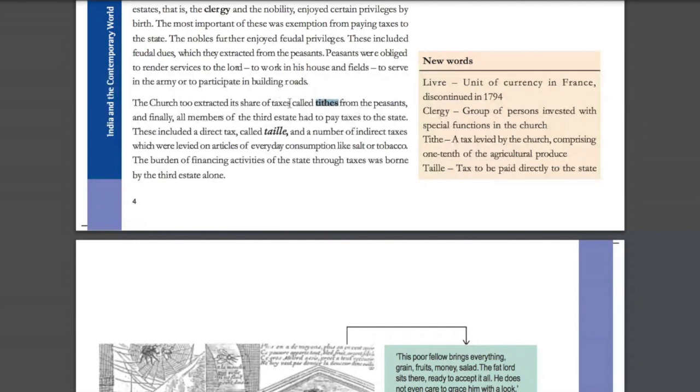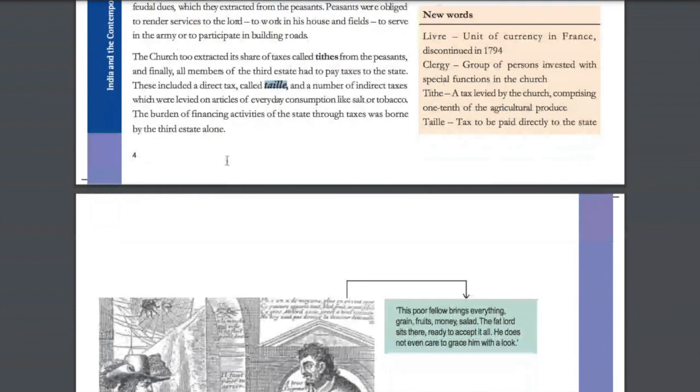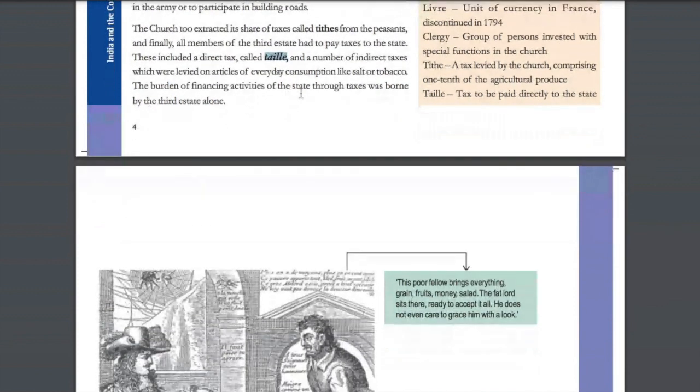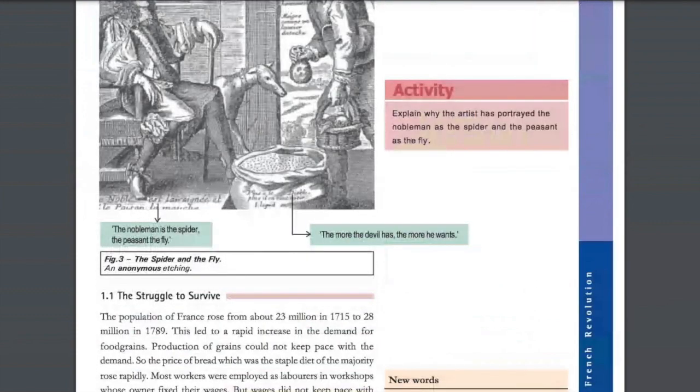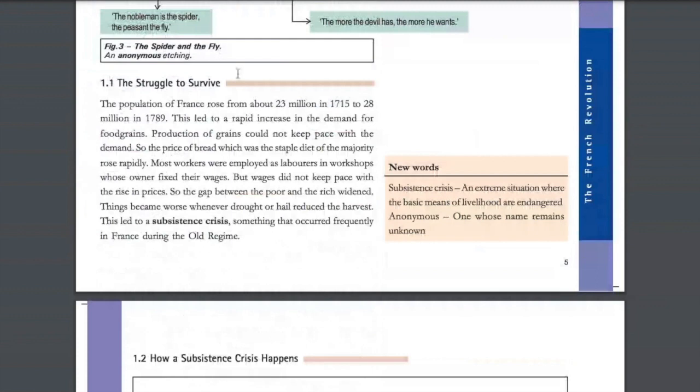Okay, so tithe is a tax. Tithe is a tax extracted by the clergy, and there was also a direct tax called taille. So tithe and taille were two taxes borne by the peasants of the third estate, and tithe was taken by the clergy. Clergy in the sense the church. And a number of indirect taxes were levied on everyday articles, like salt or tobacco. The burden of financing the activities of the state through taxes was borne by the third estate alone. So that was the drawback which enraged the third estate.